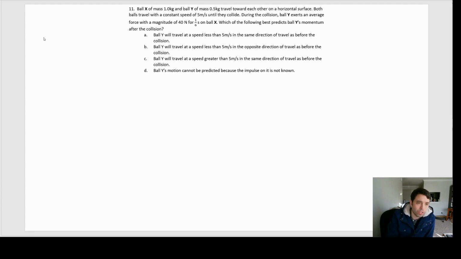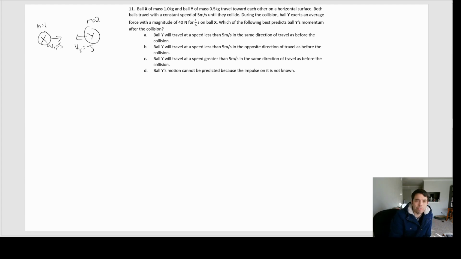So we have ball X going this way, let's say, and ball Y going this way. So they're going at each other, right? We're going to say ball X's mass is 1, ball Y's mass is 0.5, and they both have a speed of 5, but the velocity of X initially is positive 5, and the velocity of Y initially is going to be negative 5, because it's going the other direction.